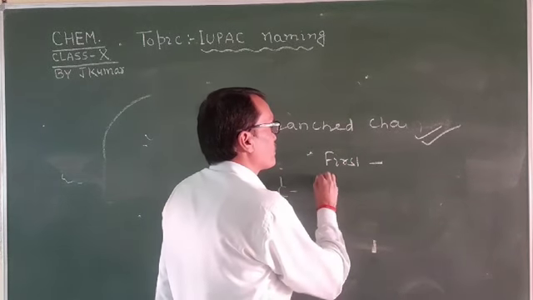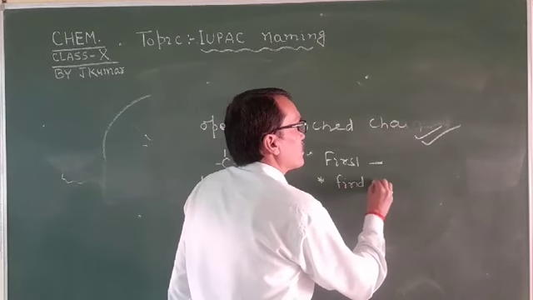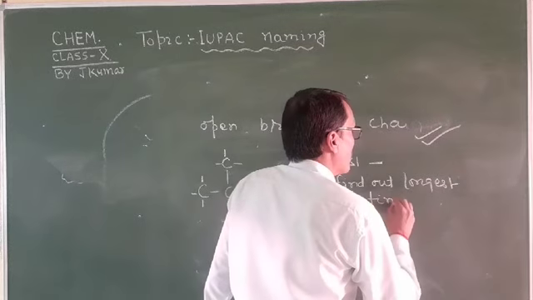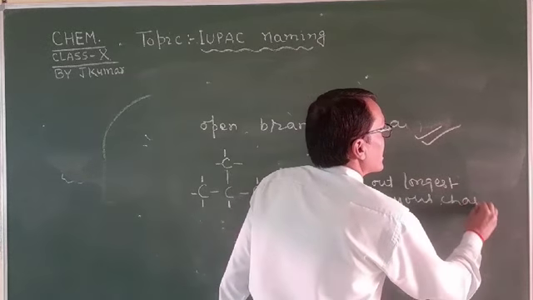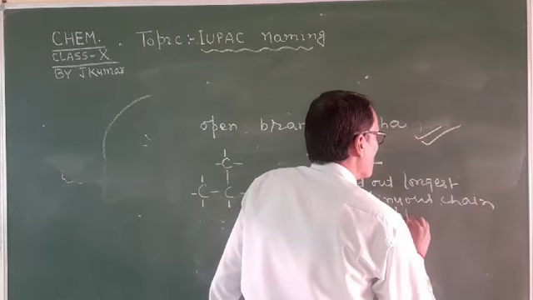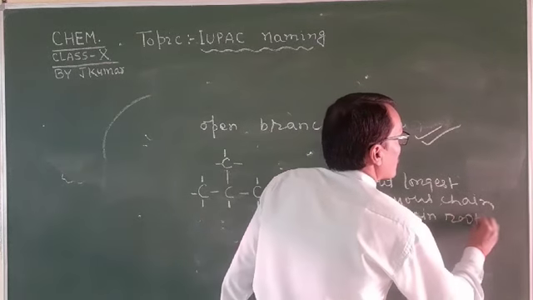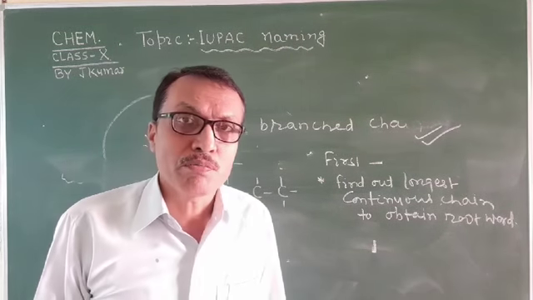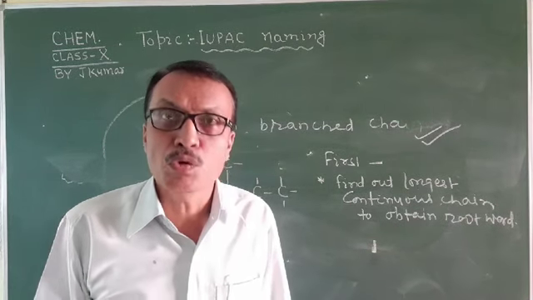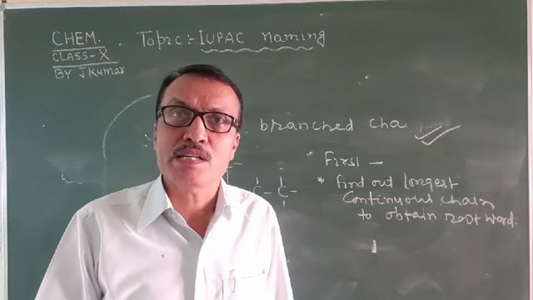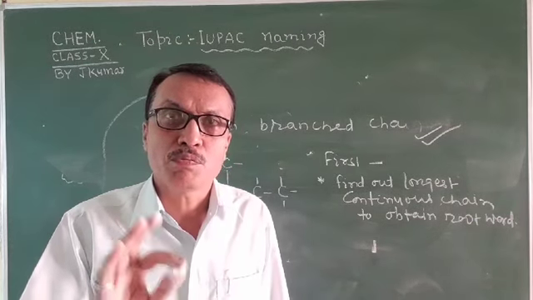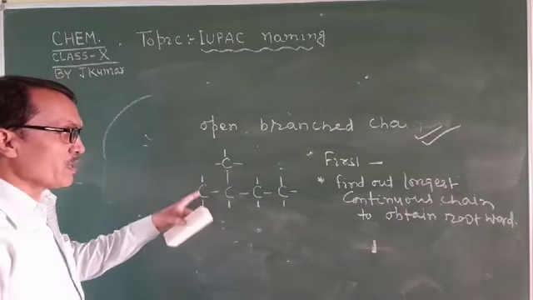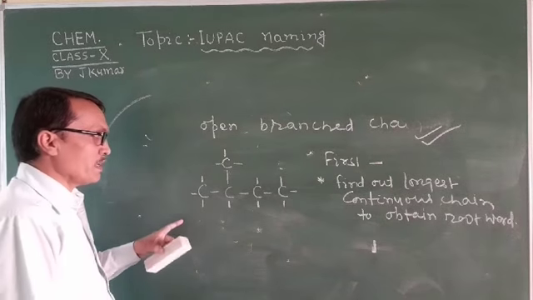you have to find out the longest continuous chain to obtain the root word. In all cases, the root word is required for the IUPAC name. So in open branched chain case, to get the root word you have to find out the longest continuous chain. So students, here what will be the longest continuous chain in this case?